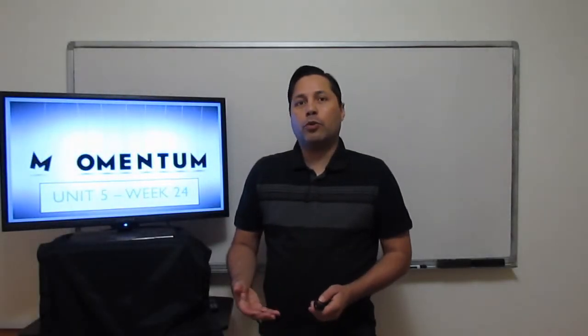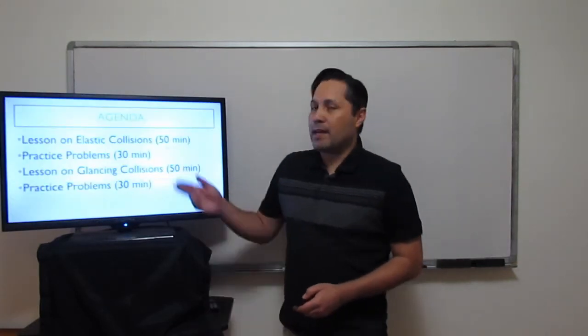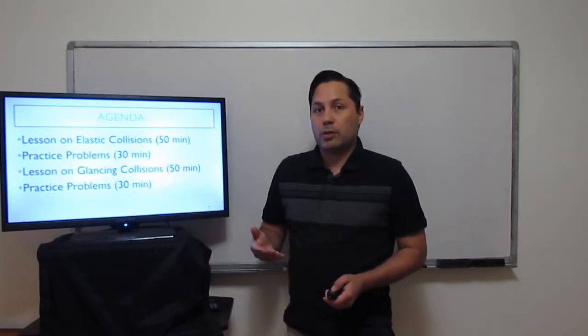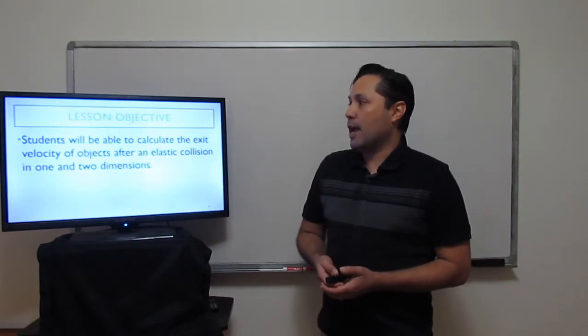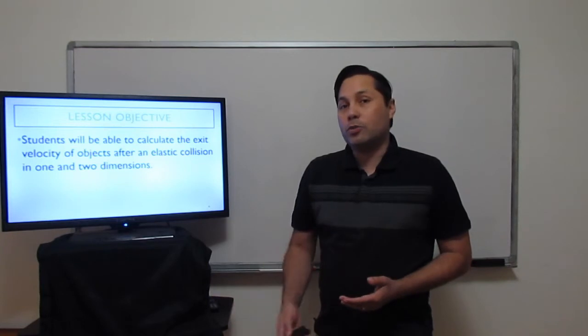Hi, this is week 24 of AP Physics, and we're going through Unit 5, which is called Momentum. For this lesson, we're going to go over elastic collisions, as well as elastic collisions in two dimensions, so glancing collisions. Our lesson objective says students will be able to calculate the exit velocity of an object after an elastic collision in both 1 and 2 dimensions.